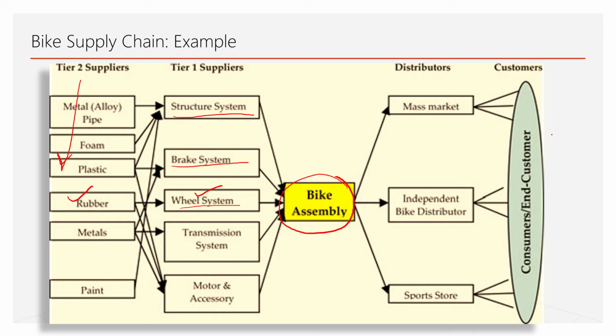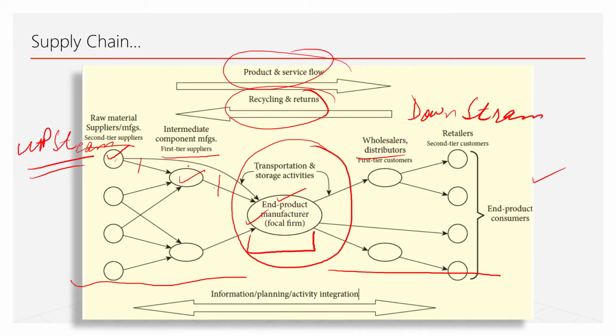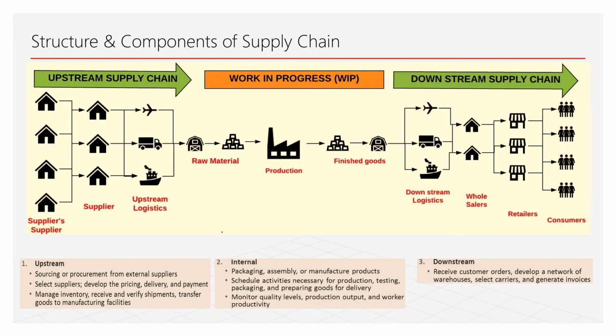The important component is we have to manage the three types of flow: physical flow, information flow, as well as the financial flow. And the relationship between these suppliers, the first tier supplier, the second tier supplier, the manufacturer, and the distribution, is not compulsorily linear. It could be a non-linear relationship, as you can see from this one.